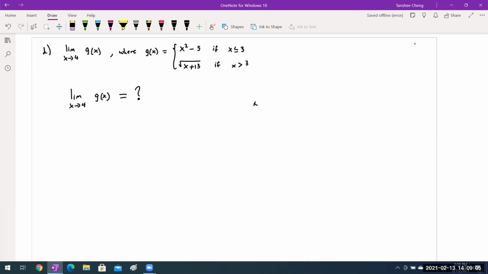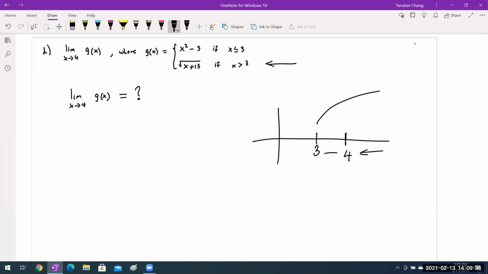However, if you look at this problem, the limit that we are approaching, when x is 4, the limit as x approaches 4, is basically in the domain of the second formula. And we know that in the second formula, x must be greater than 3, and then we are talking about a radical, which is a graph something like this. So when we are approaching 4 from the right-hand side and the left-hand side, we are still using the same graph. We don't have to use two different formulas to talk about the same graph.